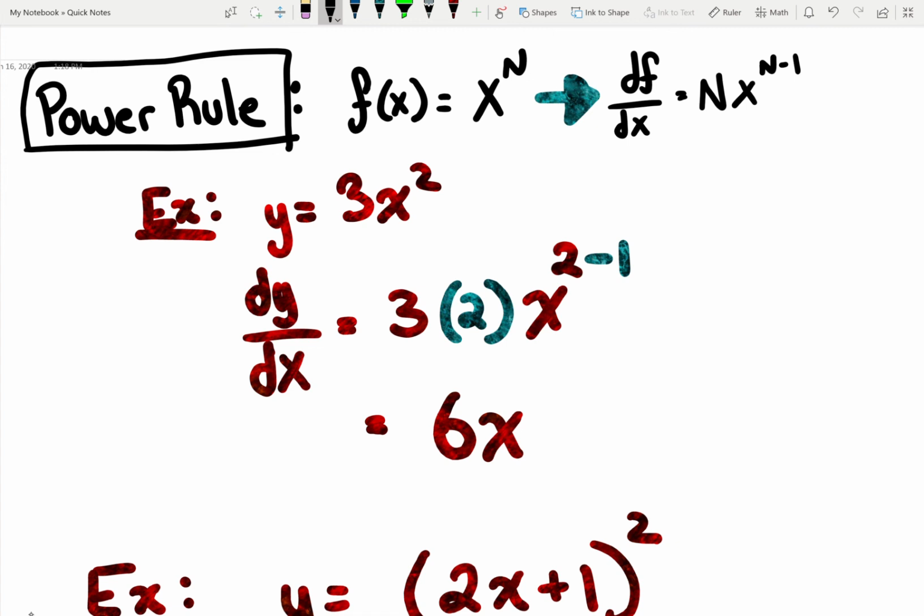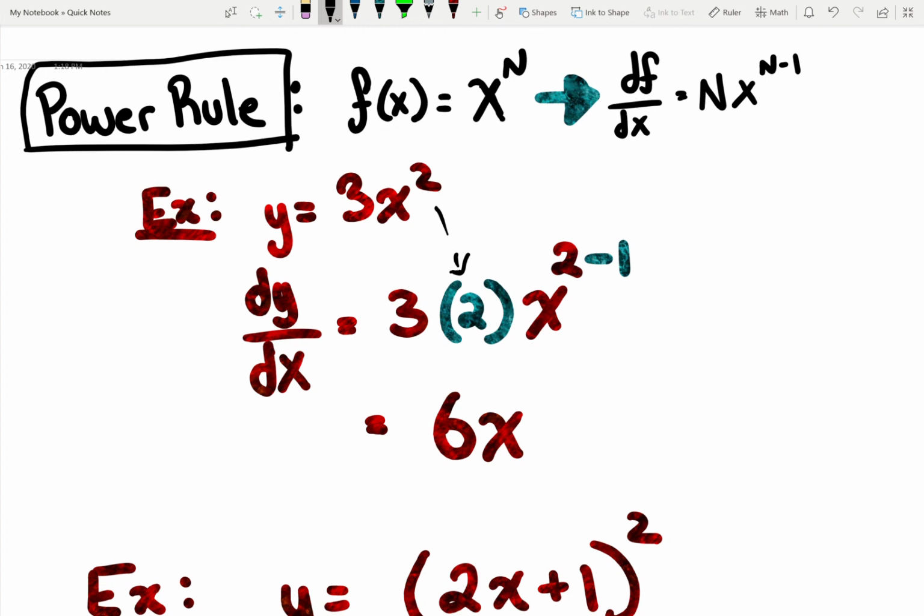If we have a function which has a base of x and it was raised to some power n, then to find the derivative, all you gotta do is drop the exponent down and then take 1 away from it. So for example, if our function here is y equals 3x squared, to find the derivative, we drop the exponent down, that's where this 2 came from, and we took 1 away from the exponent. 3 times 2 is 6. x to the 2 minus 1 is just x. So our answer is 6x. So for the function 3x squared, the derivative of that function is 6x.